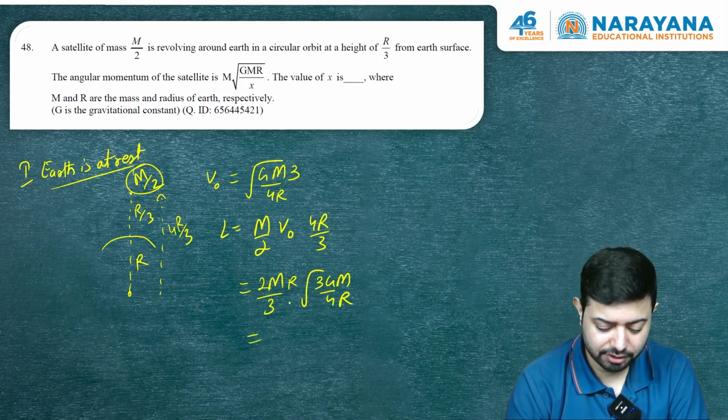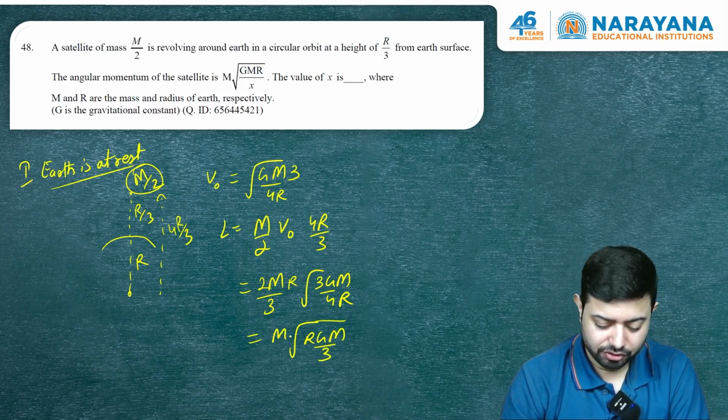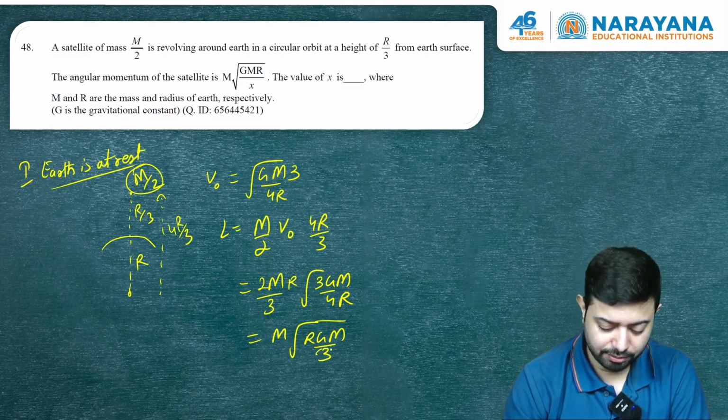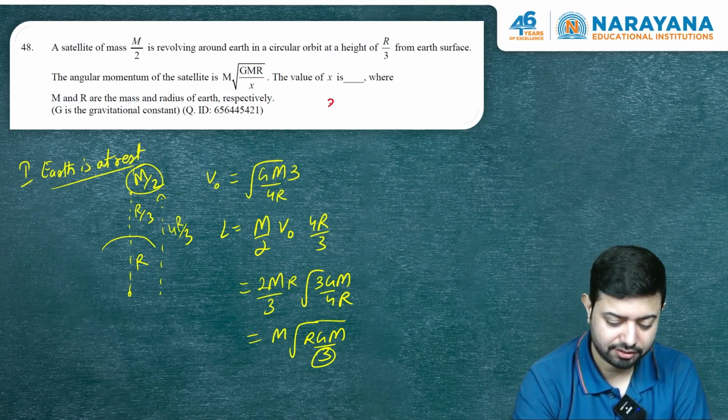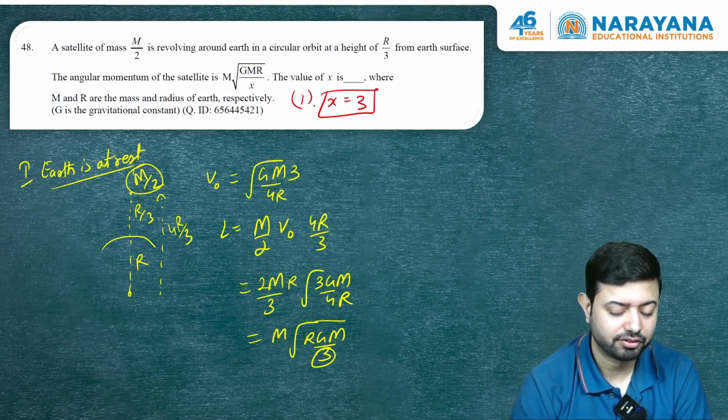Now, take r inside and 2 by 3 also inside. So, m into this will be like 4 by 9. So, it is like 1 by 3, correct. r is there, so it will be m times root of r GM by 3. All right. So, in that scenario, what is the answer at the position of x? The answer is x equal to 3 in that case, as per the first case.